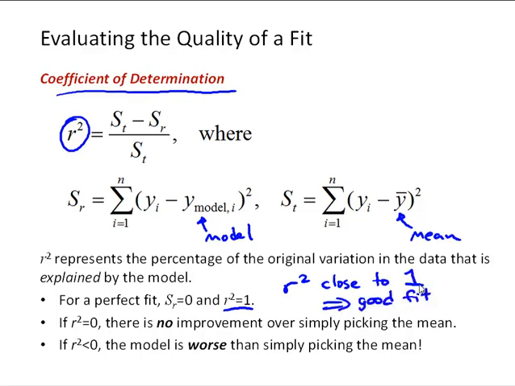Or that's one indication of a good fit. If R squared equals 0, there's no improvement over simply picking the mean. If R squared is less than 0, our model is actually worse than simply modeling the data by taking the mean, or the average, of the data. So qualitatively, what the coefficient of determination is doing is comparing how well our model, our curve fit, explains the data compared to how well it explains the data to just take the average value.